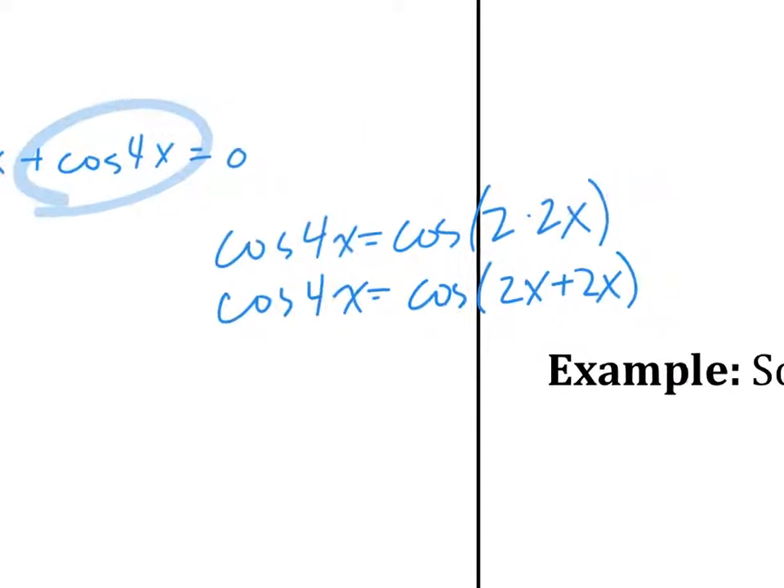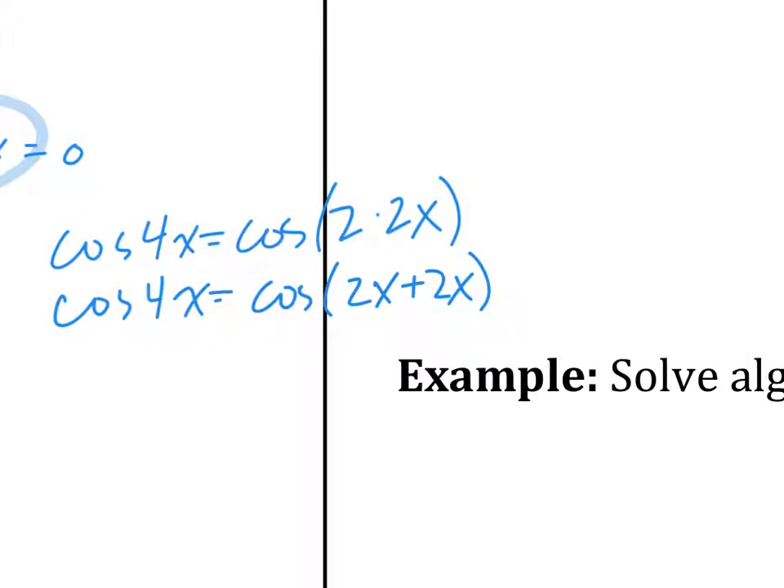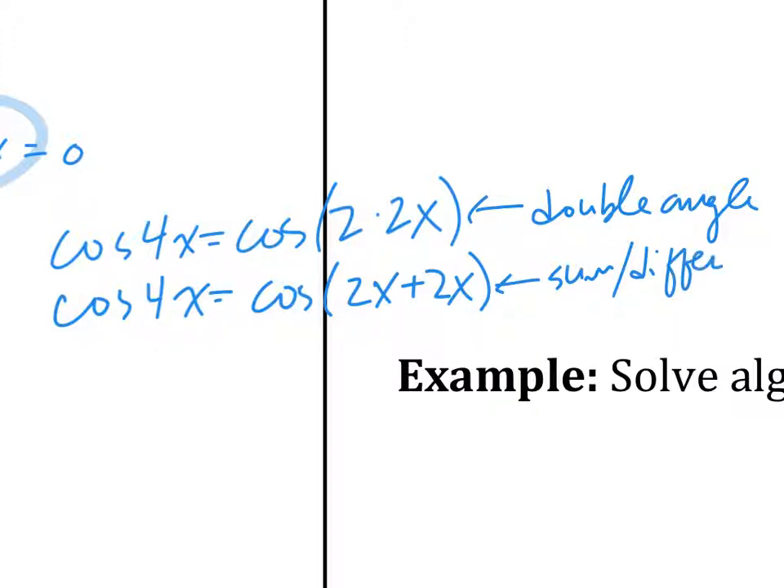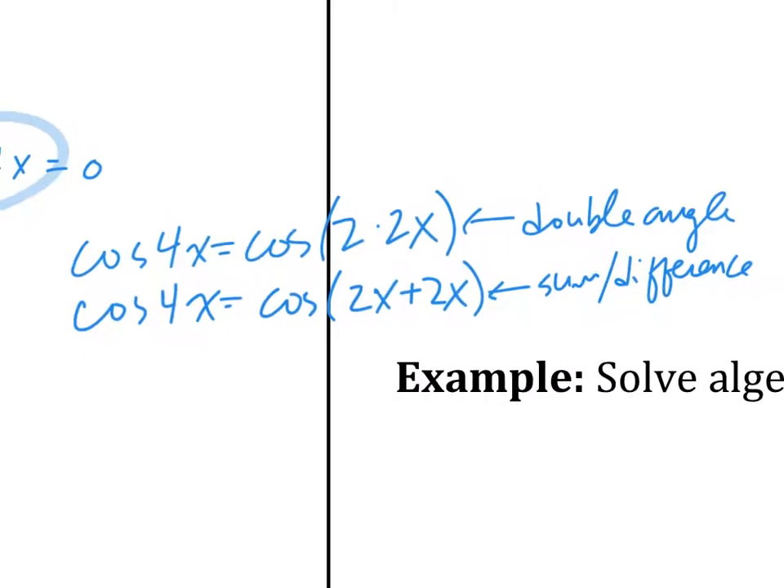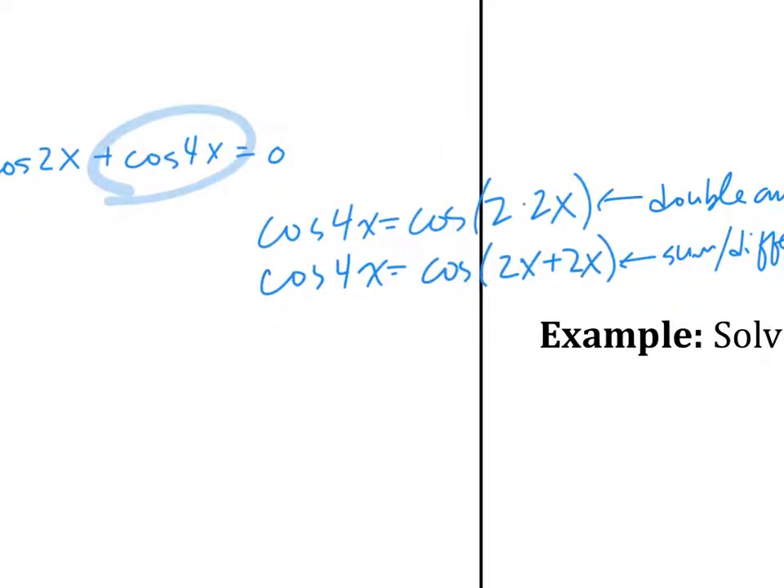Okay, the two methods are going to be different. This one is going to be double angle. This one is going to be sum and difference. You'll still get the same answer. I think both of them are going to be the same. All right, pick one. What do you guys want to do? Double angle.